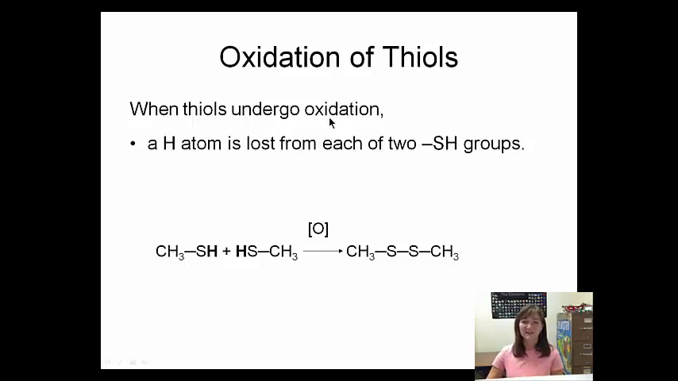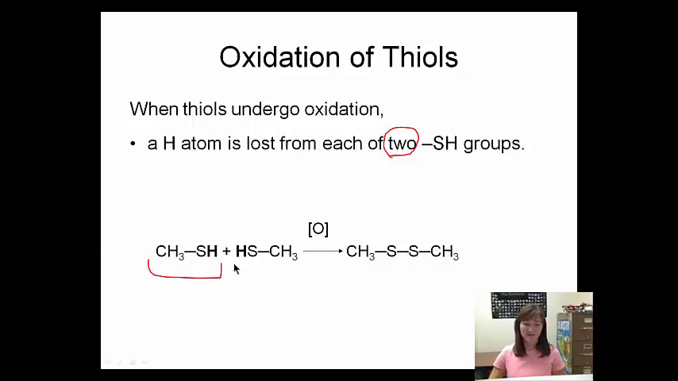So when thiols undergo oxidation, a hydrogen atom is lost from each of two thiols. So this is a little bit different. You haven't seen this yet. But in order for thiols to be oxidized, you need two different molecules. When we oxidized an alcohol, we just plucked two hydrogens off of one alcohol molecule. But to oxidize thiols, we need two.